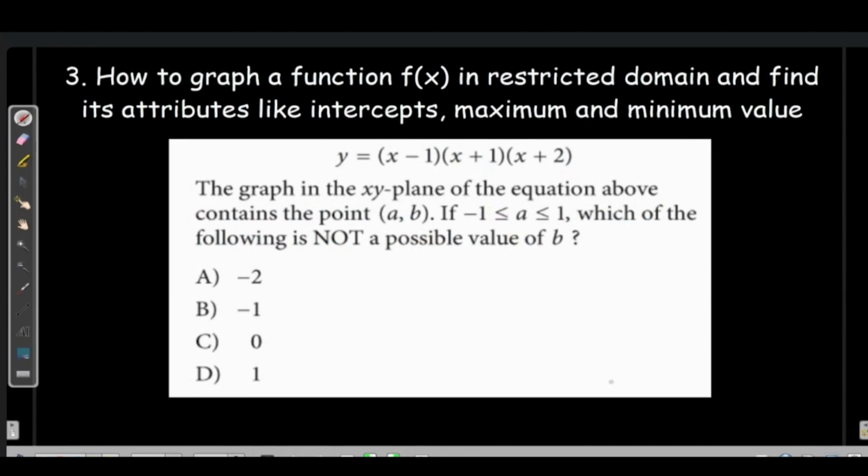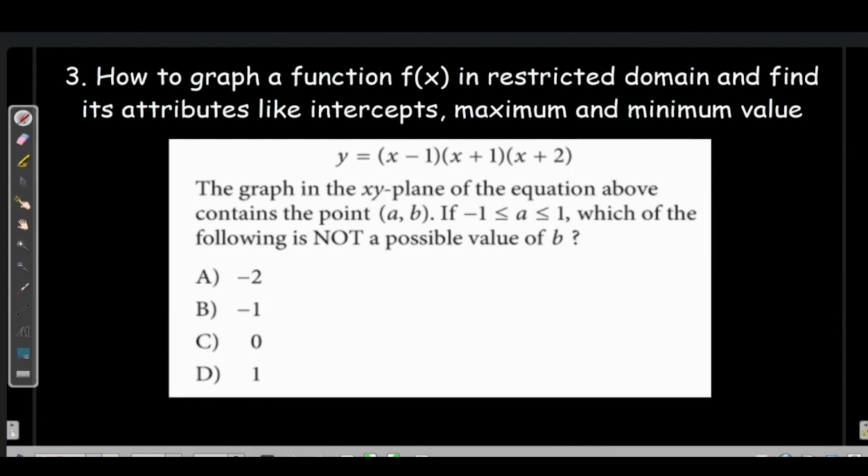So how we can graph a function, I'll let you read the question first. There's y equal to some factored version given, and the graph is in the xy plane. It contains a point A, comma B. A is only between -1 and 1. Which of the following is not a possible value of B, which is just the y coordinate? So you have a function, but you want to plot in a restricted domain. What is the restricted domain? It's -1 to 1 in this case, right?